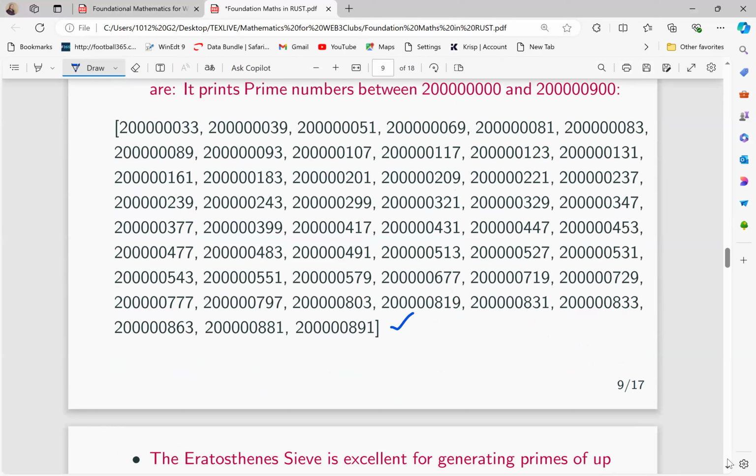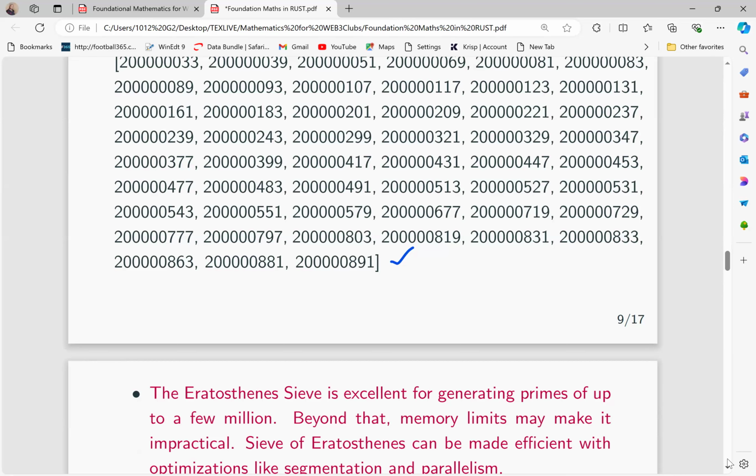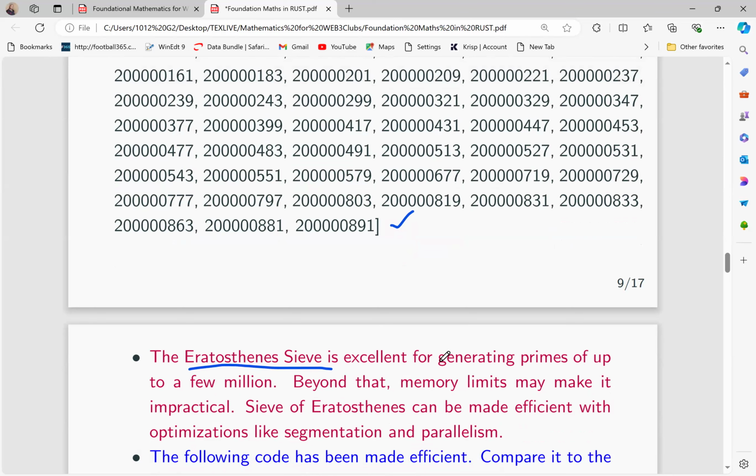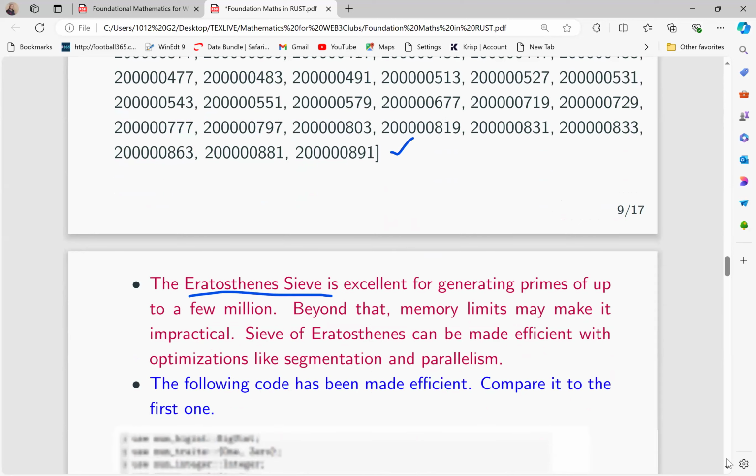Now, what we've just seen, we can also try to make it better. I've said that this Sieve of Eratosthenes algorithm would be best for generating prime numbers up to a few million. Beyond that, if there are so many numbers, if there are huge numbers, then you'll require to make it efficient.